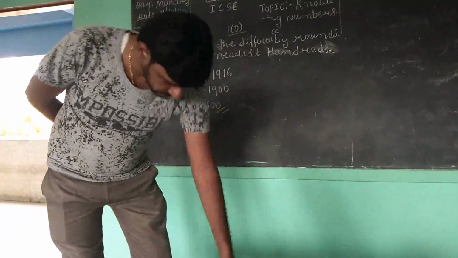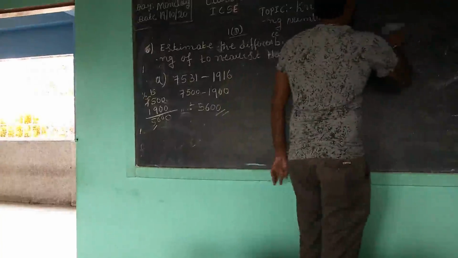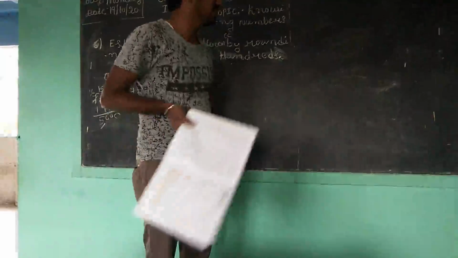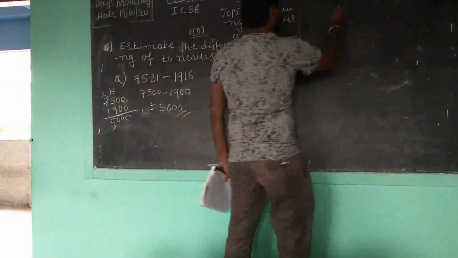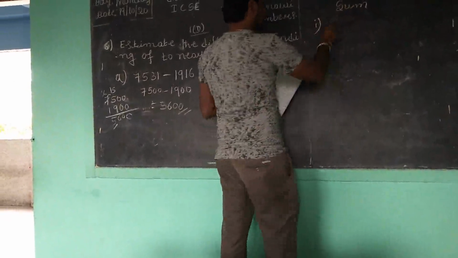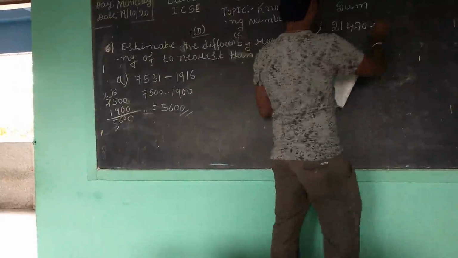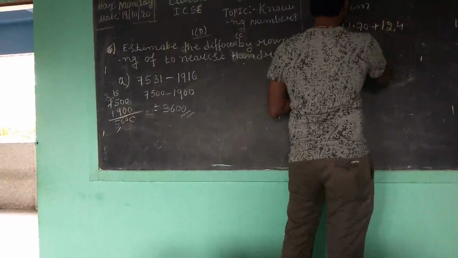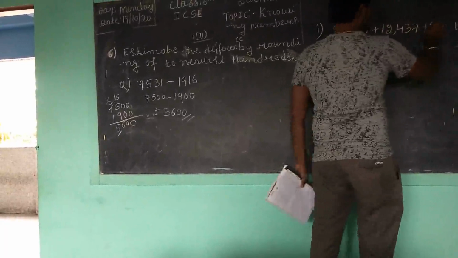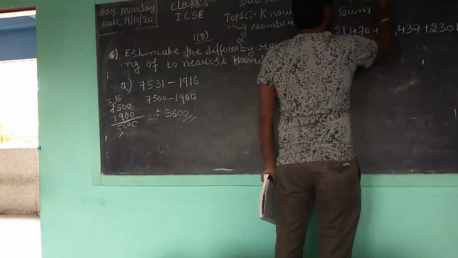So I will give this type of sums for homework, children. Do and come, children. Shall I write this one, children? Okay. I will give one sum and one difference sum. First question is sum, children. First one is sum: 21,470 plus 12,437 plus 230. Okay, children. This is also do and come.